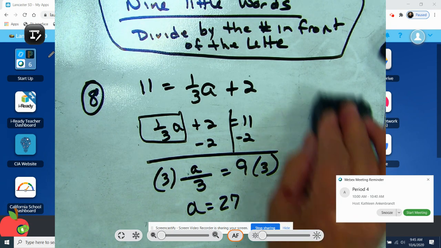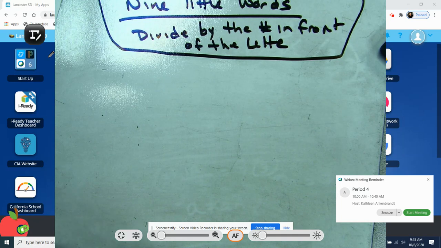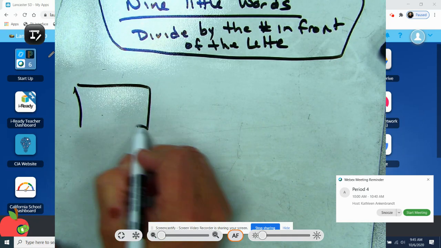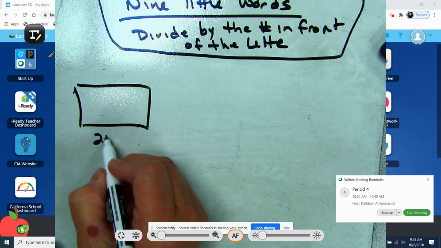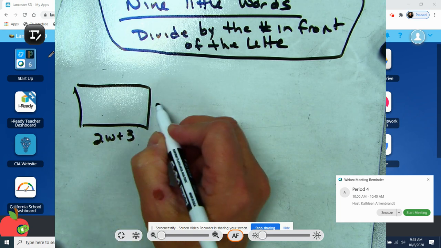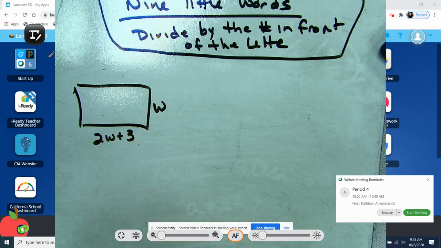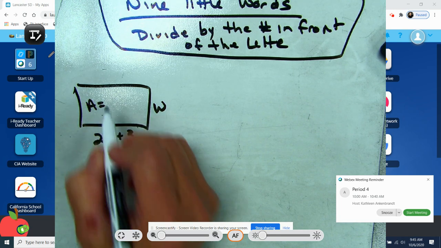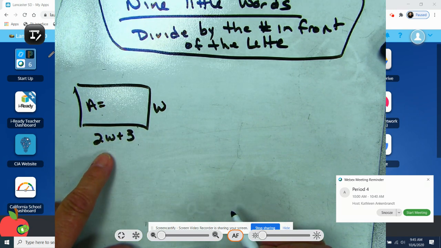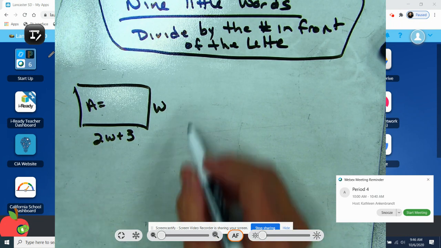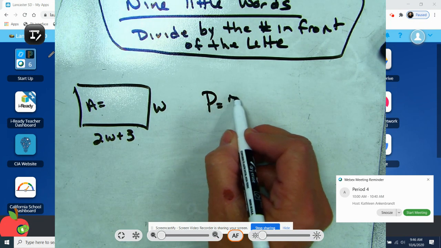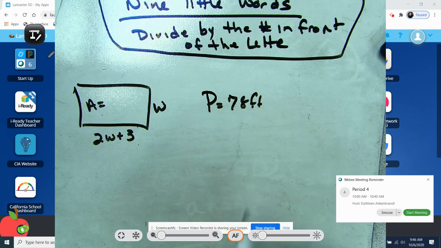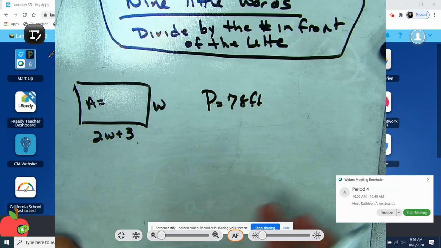Okay, now the last problem. It's a picture. They've given you a problem that looks like this. You have 2w plus 3 and w. And they tell you they want to know what the area is. So the area equals. Well, in order to get the area, we were told that the perimeter equals 78 feet. Perimeter means you add all the way around.